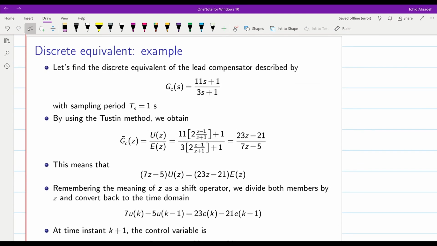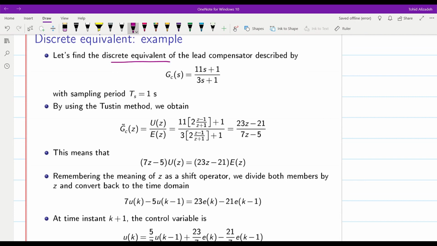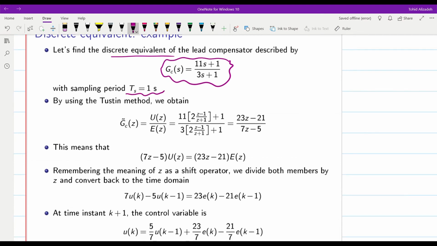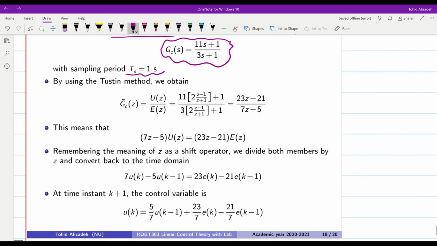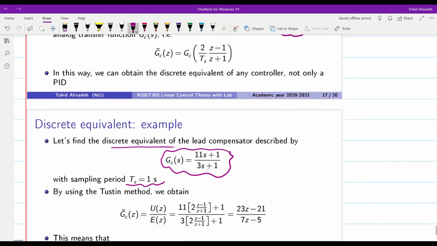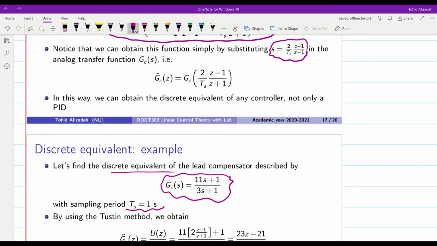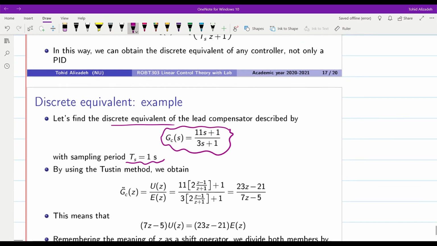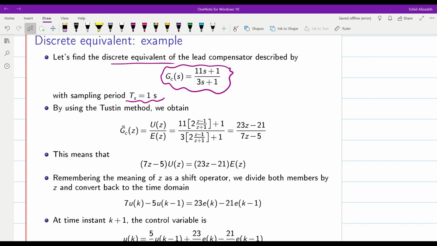Here we have an example. We want to find the discrete equivalent of the lead compensator, which is described by this transfer function in the continuous domain. The sampling period, Ts, is equal to 1 second. We use the Tustin method. Replace s with 2 over Ts times (z minus 1) over (z plus 1), and this will give us the transfer function in the discrete domain, Gc tilde equal to (23z minus 21) over (7z minus 5).